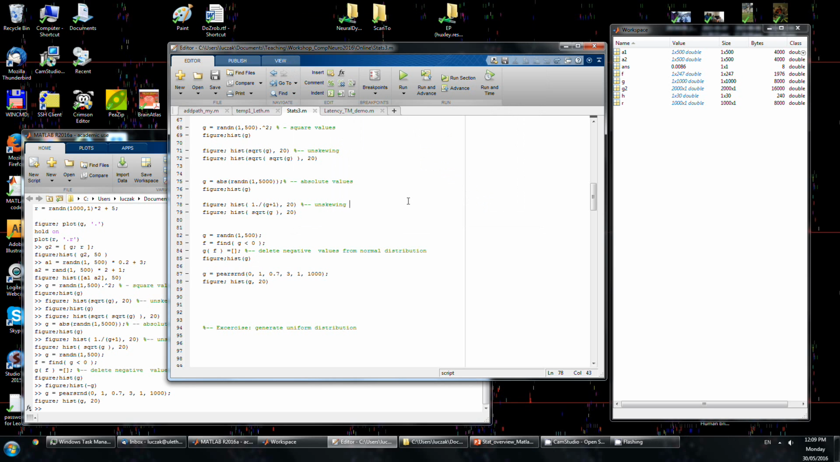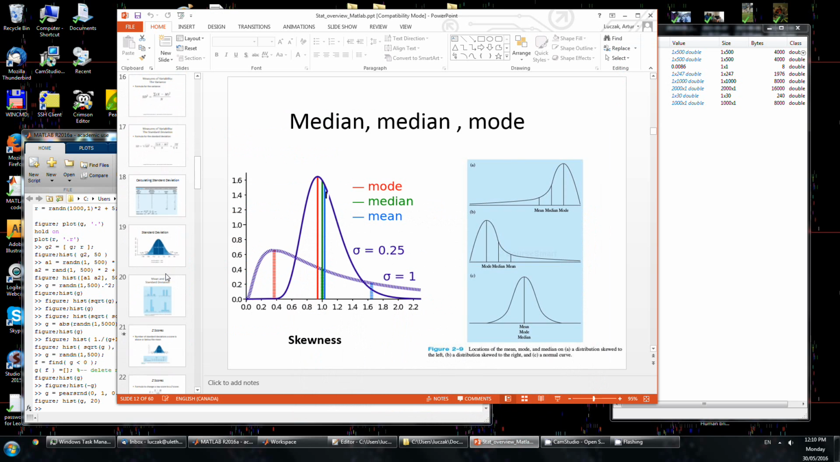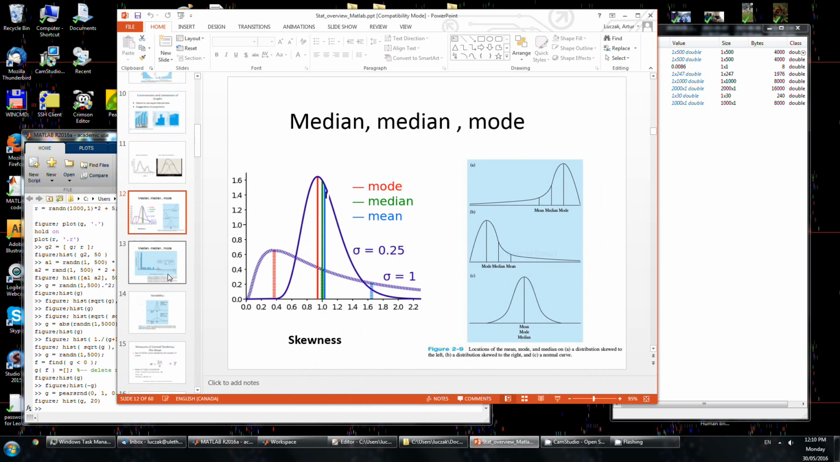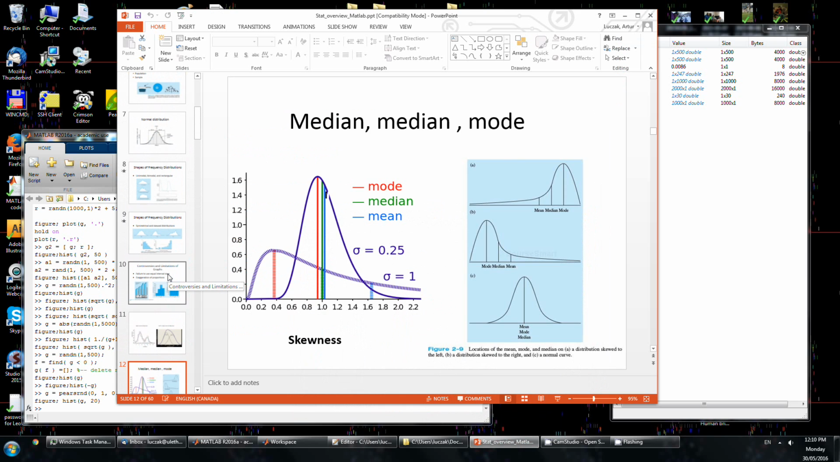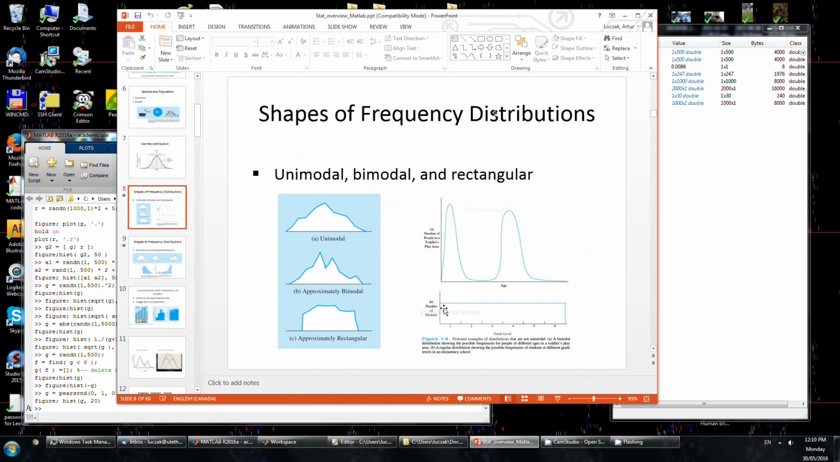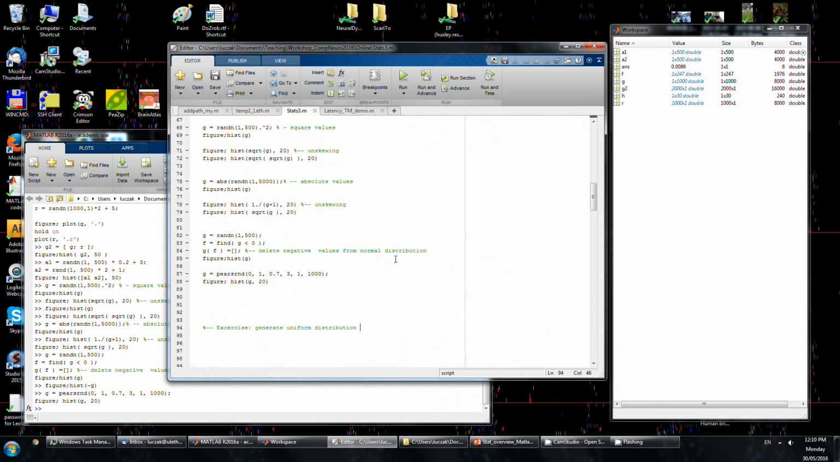Okay, so the last exercise for this part will be to generate a uniform distribution. As you remember, an example of a uniform distribution was, for example here, the number of students across different grade levels. So in every grade there is more or less the same number of students, so this distribution is approximately rectangular. So how to generate such a distribution? Please pause and do this exercise.